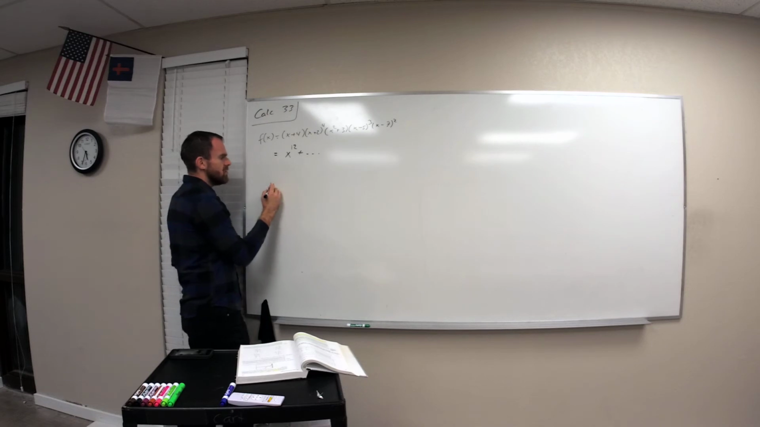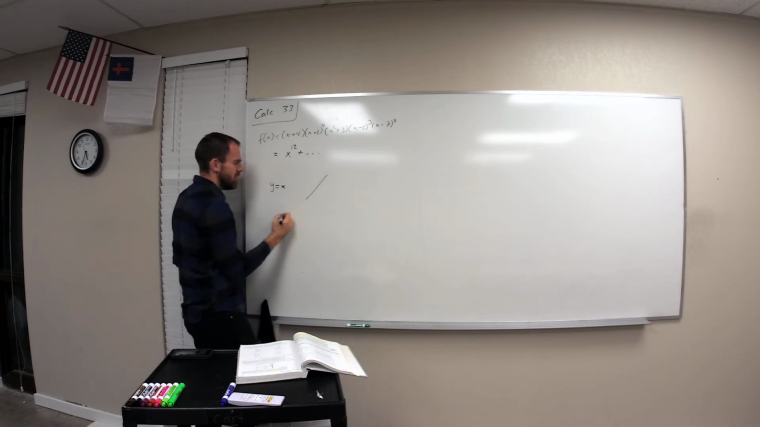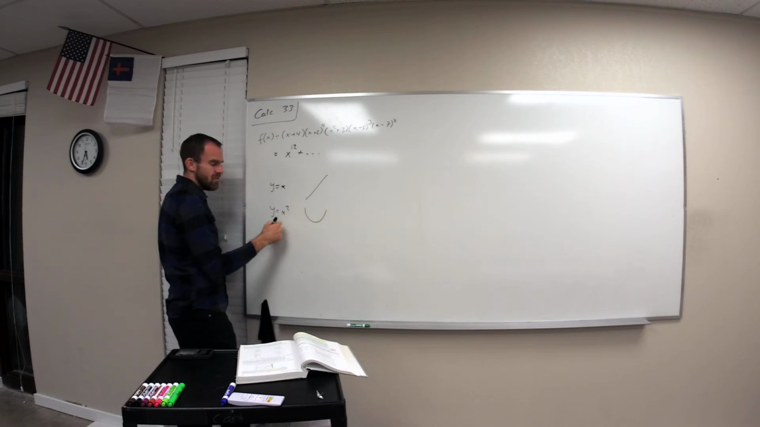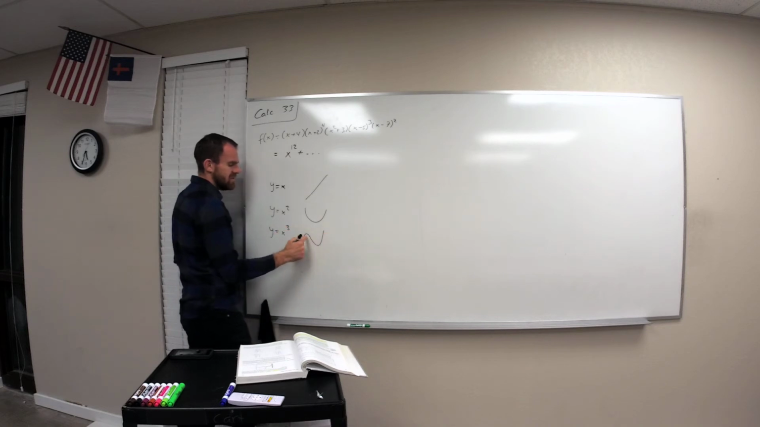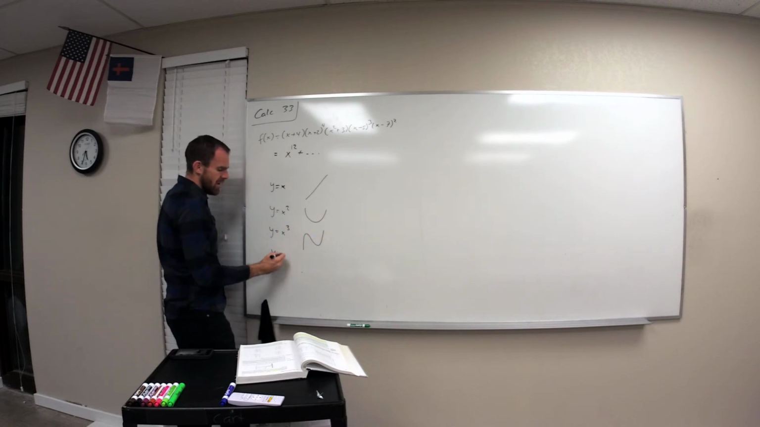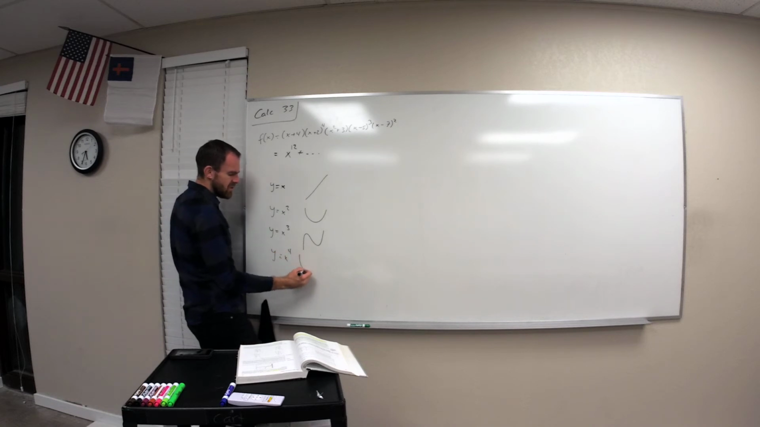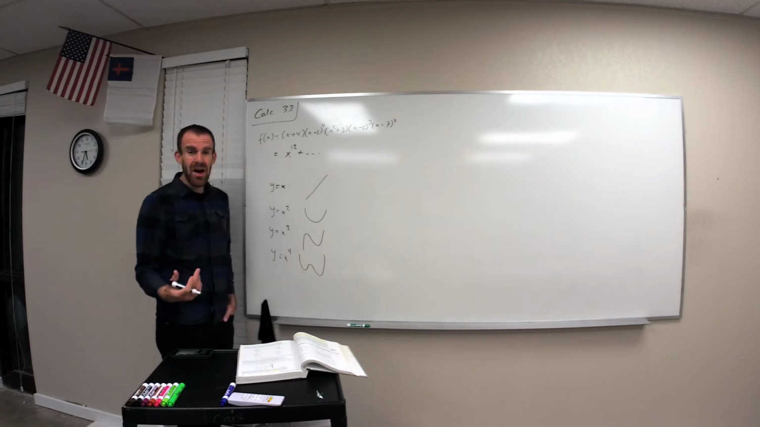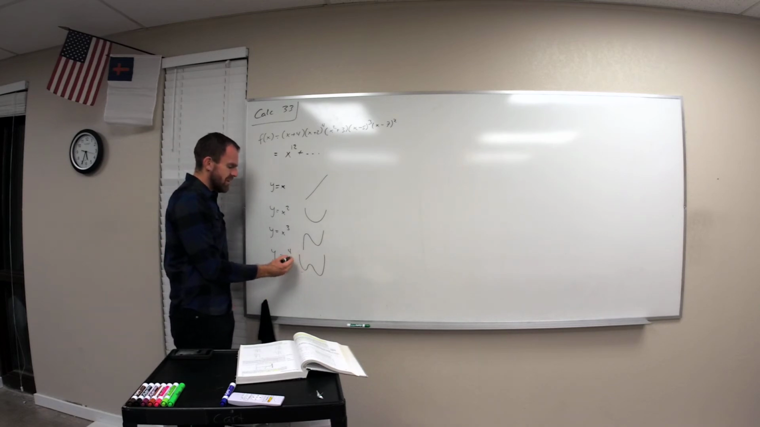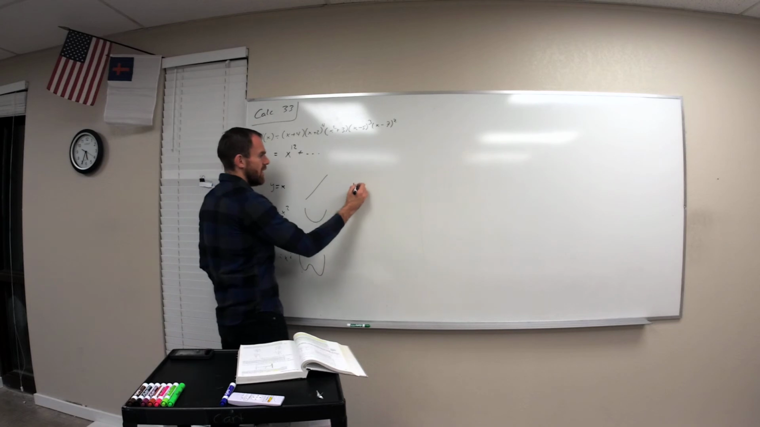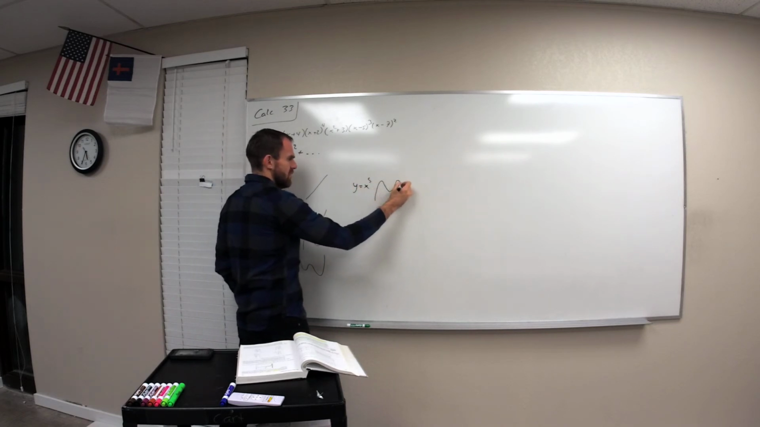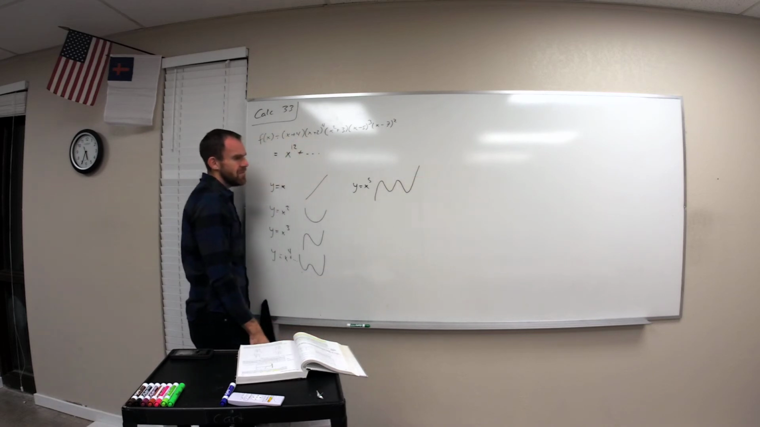So y equals x is simply a line. y equals x squared is a parabola with one turn, one less than the power. y equals x cubed has two turning points. y equals x to the fourth has three turning points. Actually, this function is super flat, but if you add other terms to it, you get those. y equals x to the fifth is going to look like this. 1, 2, 3, 4, 5.